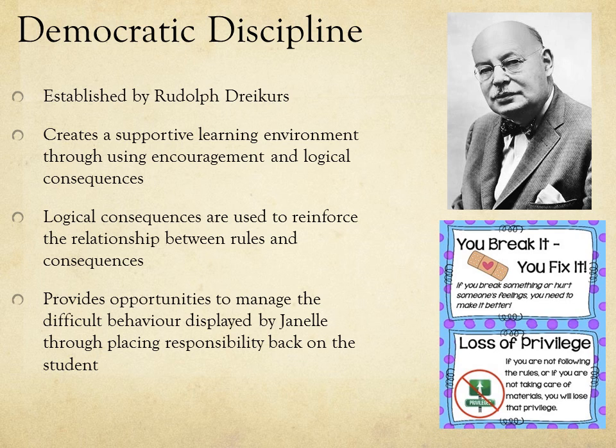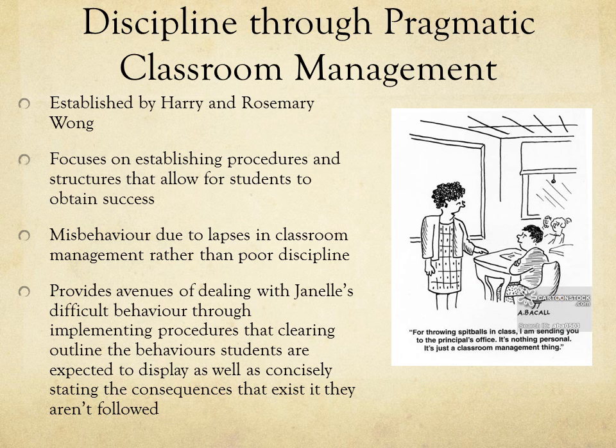Secondly, I will be looking at discipline through pragmatic classroom management. This was established by Harry and Rosemary Wong, who took a pragmatic approach and focused on establishing procedures and structures that allow students to attain a high level of success. Within this, they insisted that poor behaviour was due to errors teachers made in managing the classroom rather than poor discipline. However, this does not negate the fact that discipline plans are required within the classroom. It was more important that students are taught how to behave and that the procedures and requirements of behaviour within the classroom are thought out and explained to students.